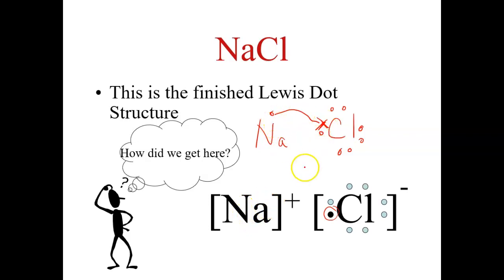But because it gave away the 1, that's why it became positive, and that's why this one became negative, because it picked up an extra electron. And we have brackets around it to show that they are ionic compounds bonded together. Okay.